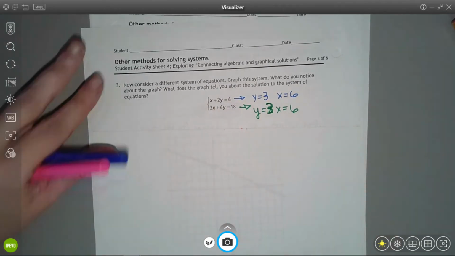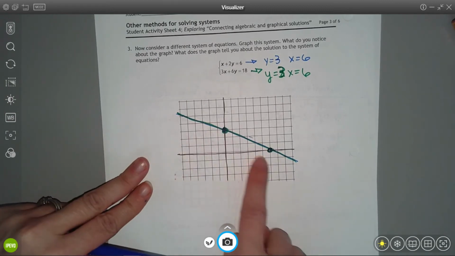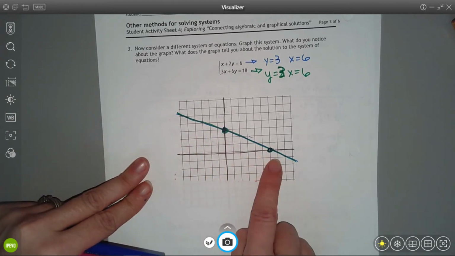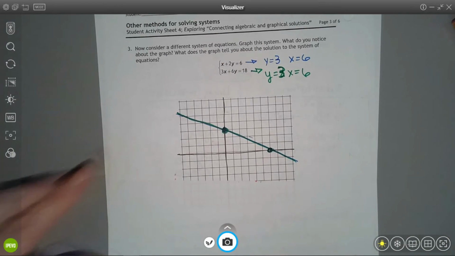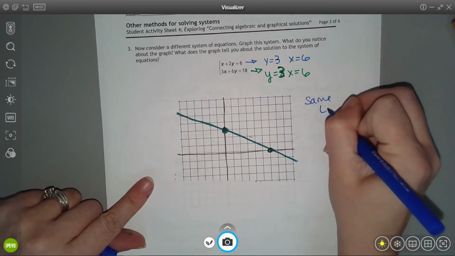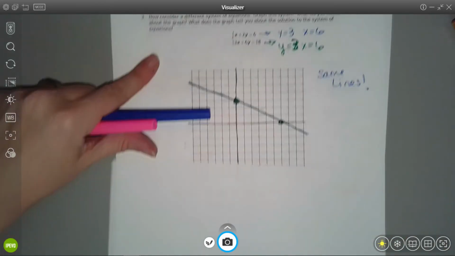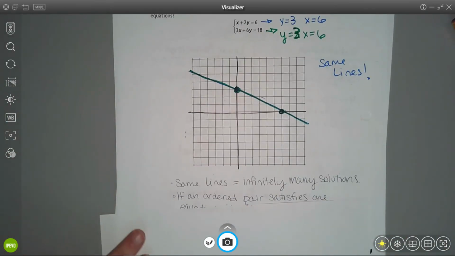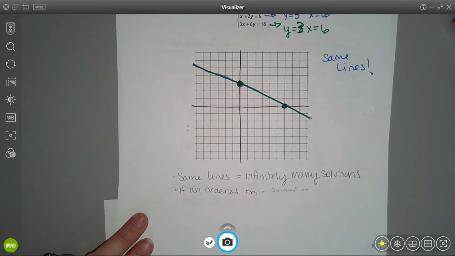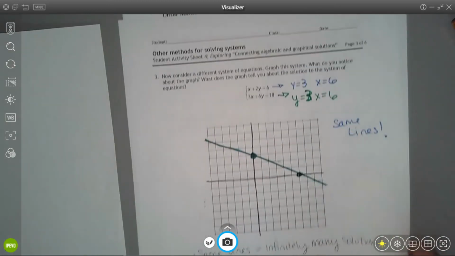What do you notice, guys? When I graph each of those intercepts, it's hard to tell, but there's a green and a blue line there. That's the same exact line. Okay, guys, they are the same lines. What did we say that solution is when they are the same? That means that there's infinitely many solutions. If an ordered pair satisfies one equation, it will satisfy the other.